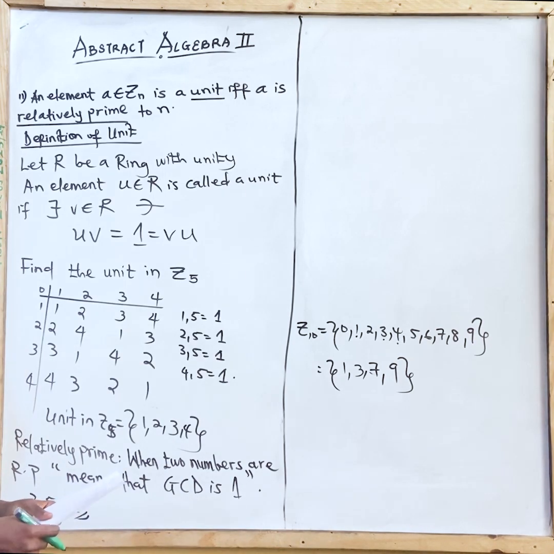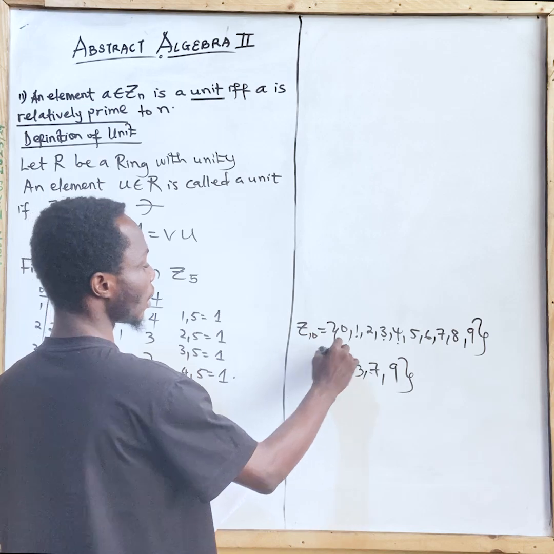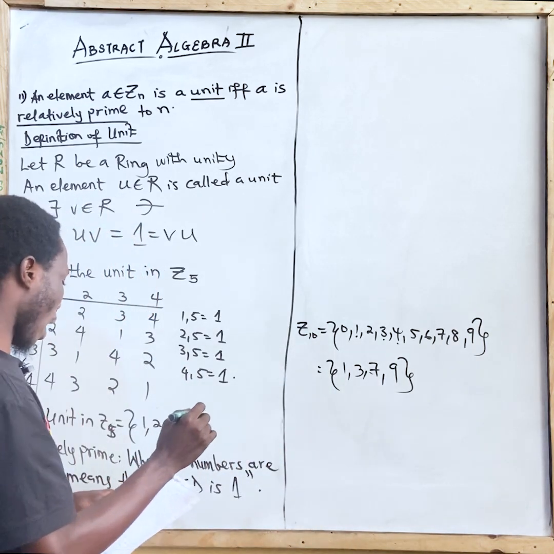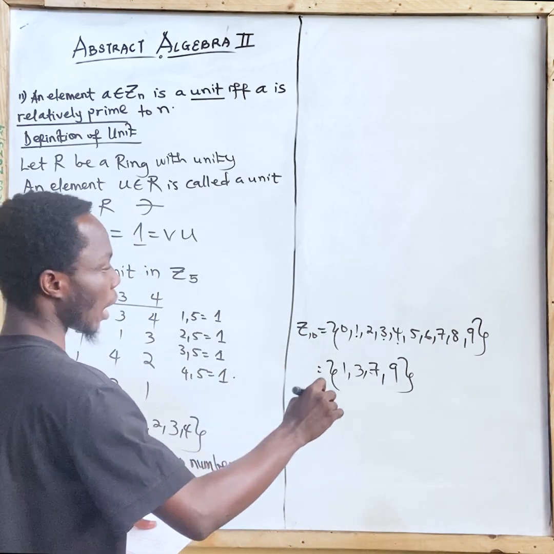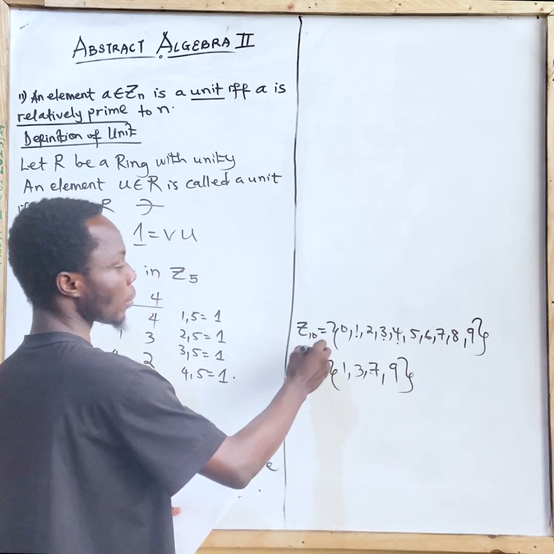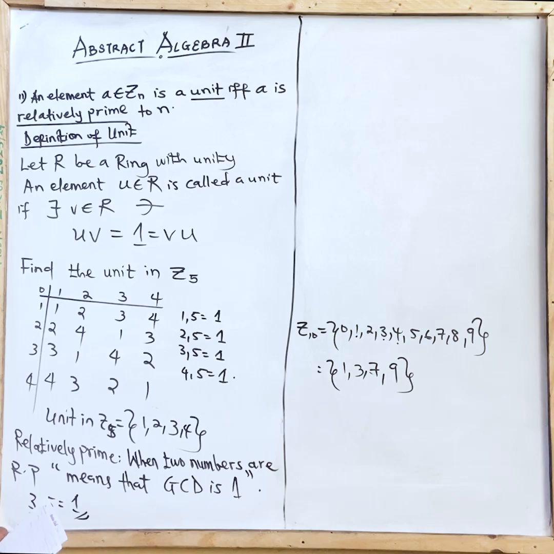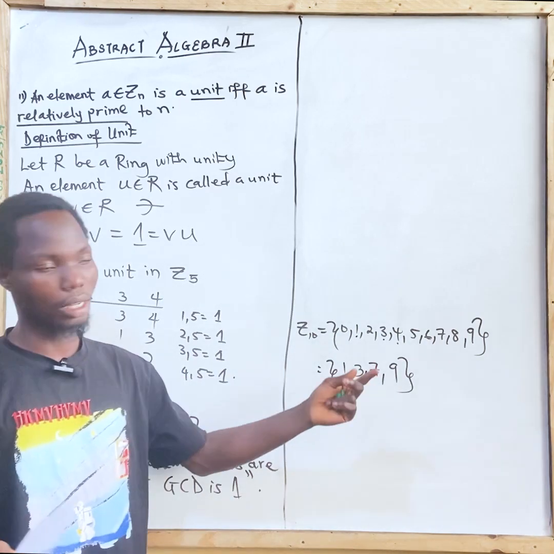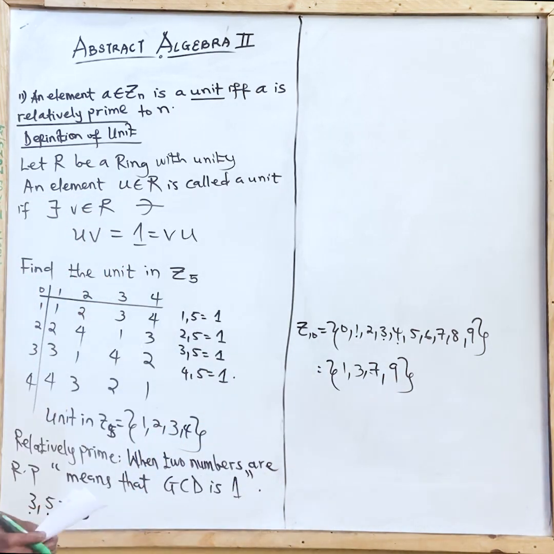So basically, if I'm asked to find the units in Zn, I'll first say the units in Zn are the elements that are relatively prime to n. Just like the units in Z10 are the elements that are relatively prime to 10. So now they're asking us to prove it. An element A in Zn is a unit if and only if A is relatively prime to n. So we start.